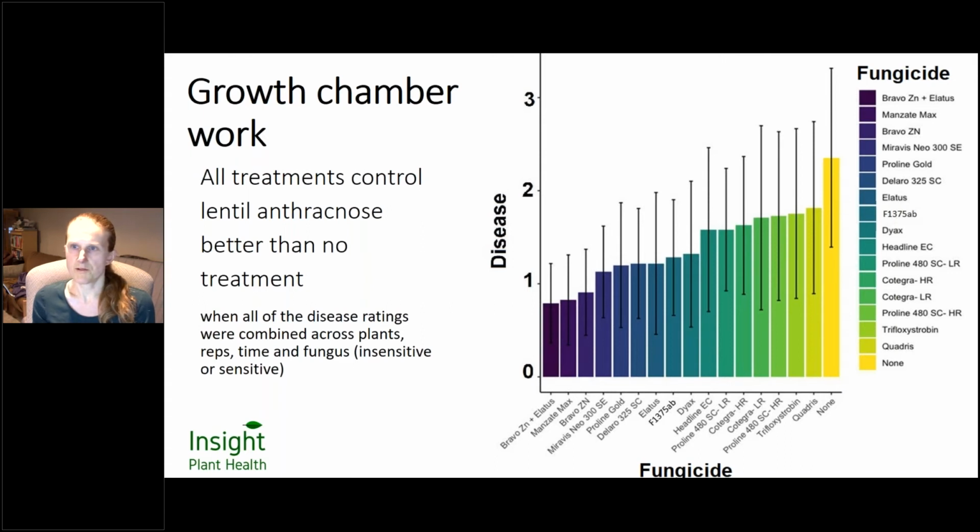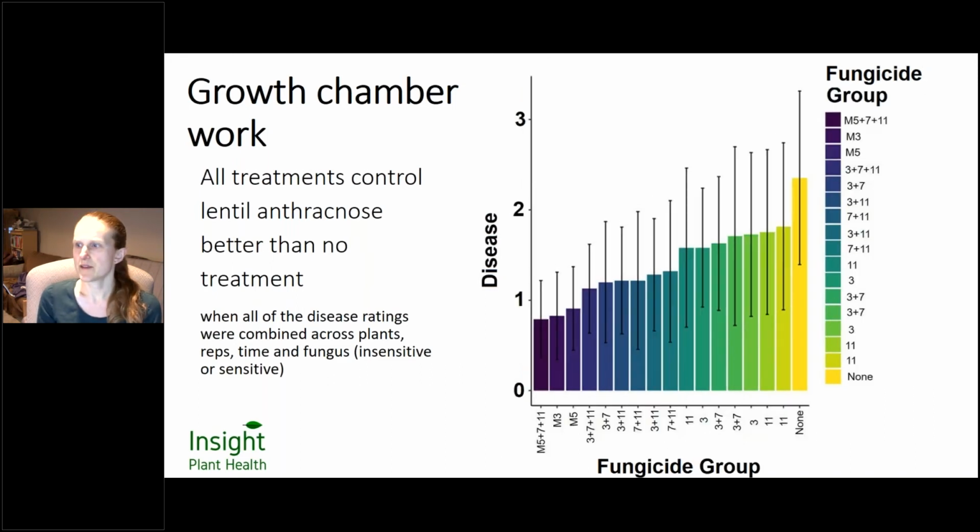And what they found is that any fungicide did lead to less disease than no fungicide. So the yellow bar off to the right is no fungicide, and the x-axis is disease severity that would go all the way up to 5. So the disease wasn't all that severe.